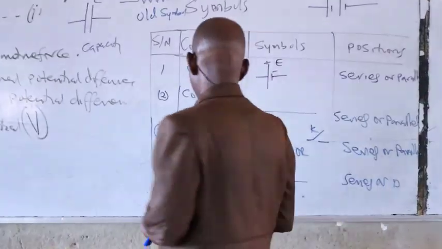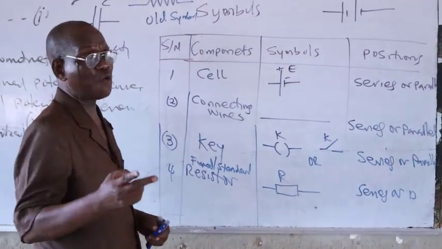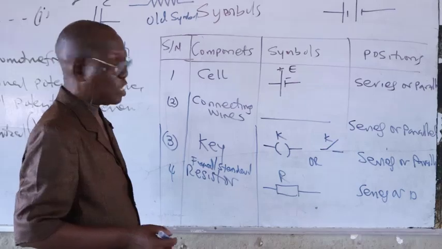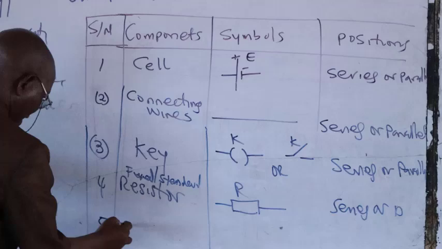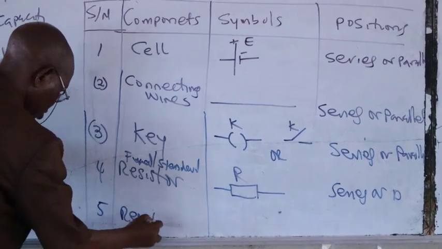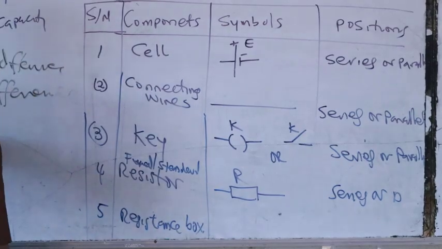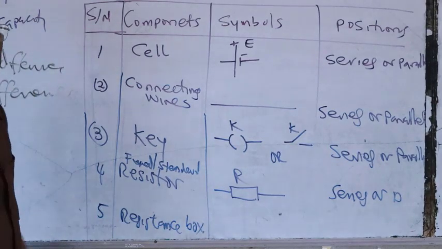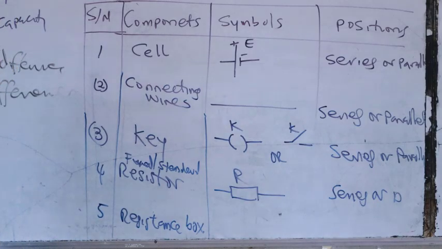Then another one is the variable resistor. There are 2 types of variable resistors. The first one, that's number 5, we call it the resistance box. It consists of very different values written on the box. In the laboratory, you will see what we call a resistance box on Saturday and how it can be connected.